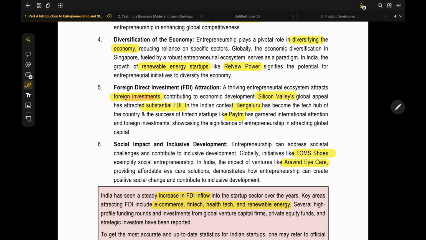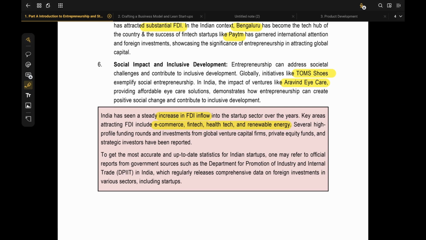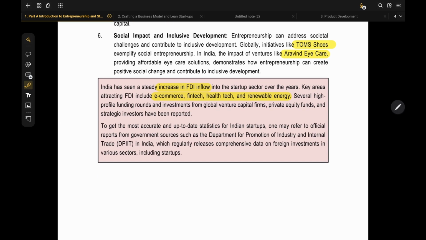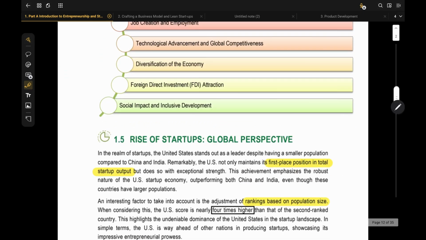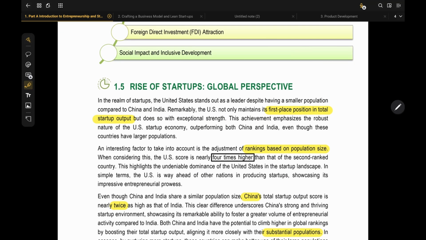FDI attraction, like foreign investment will be attracted. And then social impact and inclusive development, that also will happen. Increase in FDI inflow. Foreign direct investment is coming into India attractively for these sectors only. If a startup is started in these sectors, there is an increased chance of getting FDI investment. Foreign investors are focusing on startups in these sectors in India. This is the summary of the things we saw about the advantages of startups.